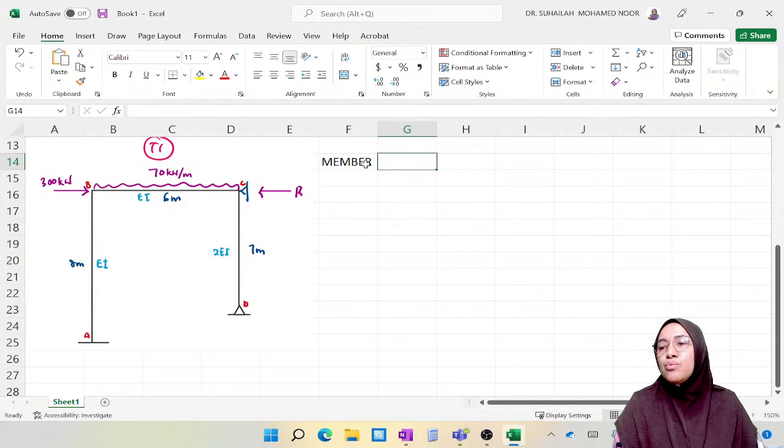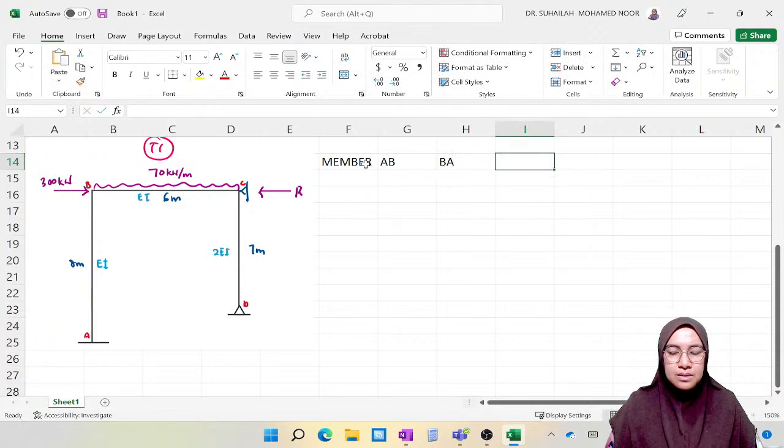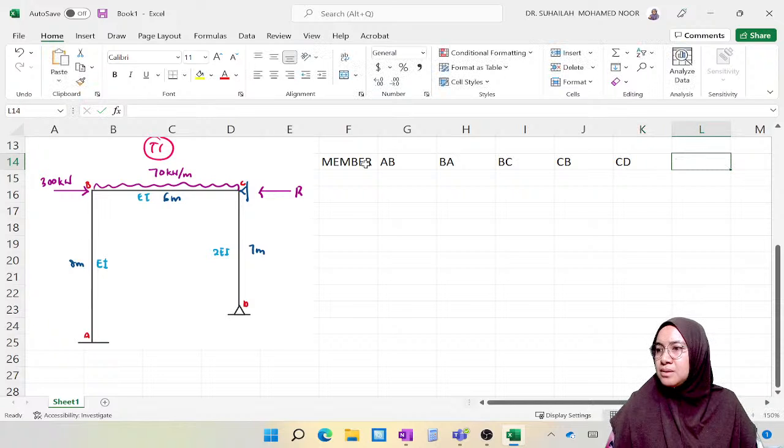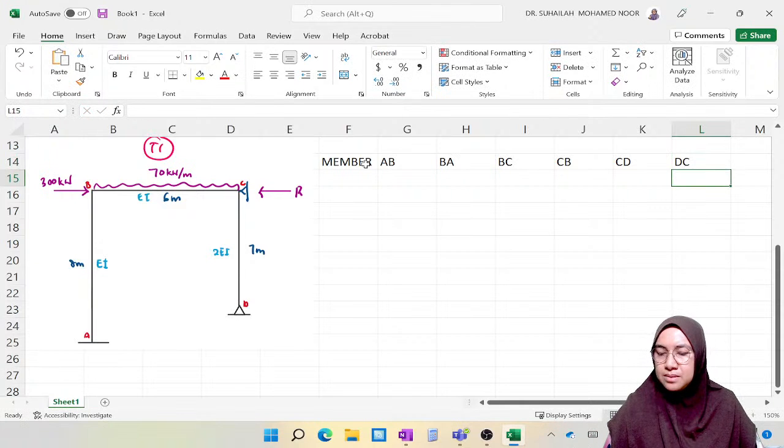Because we will analyze the member N moment. Each member has 2N, so the total member N moment is equivalent to 6. So we start with AB, BA, BC, CB, CD, as well as DC. So total member N moment is 6.